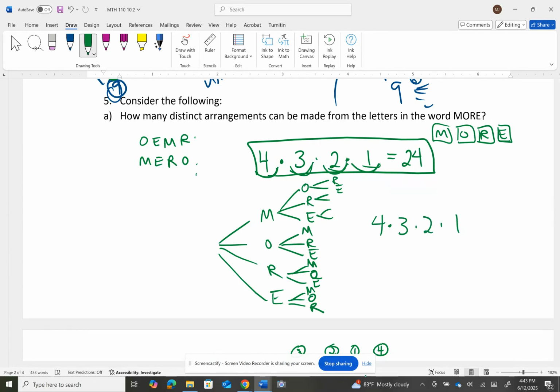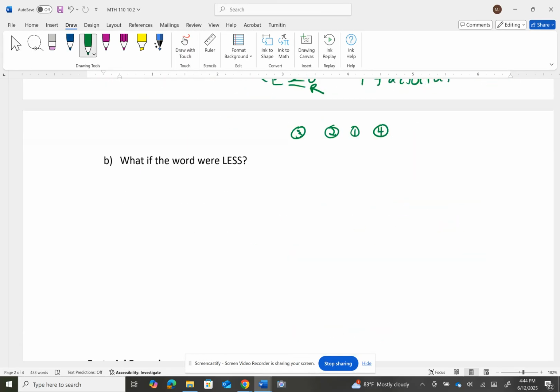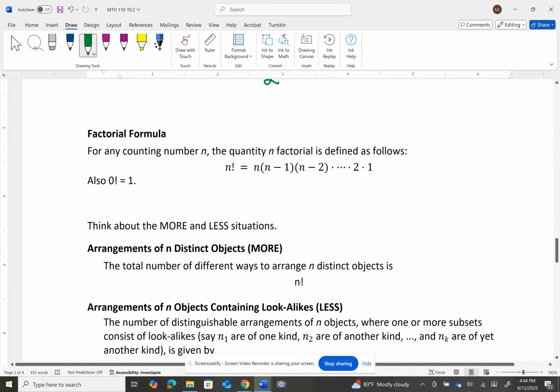And it turns out that there's an operation, like you haven't seen it in an arithmetic class, but there's a symbol that tells somebody to do that. So if I wanted you to do that, what I could do is write 4 and put an exclamation point, and it means 4 times 3 times 2 times 1, and it's called a factorial, 4 factorial. Okay, so let's take a look at that idea here.